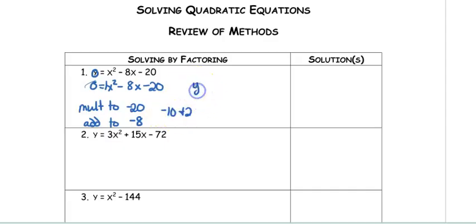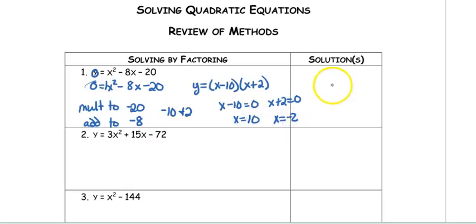Because this is the easy kind of factoring, you can go ahead and rewrite it as x minus 10 times x plus 2. It's minus 10 because it was negative 10, and it is plus 2 because it was positive 2. Then you set each factor equal to 0 and you solve. So you get x equals 10 and x equals negative 2. And so these are your solutions, and you put it right there.